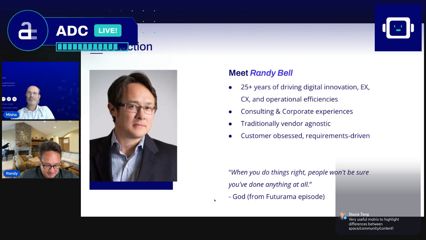And tell us about this quote, Randy. So I was binging Futurama a long time ago, and I just remember at the end of this one episode where Bender, the robot, is floating around for a millennia, and he reaches the end of the universe, and he finally meets God, and he asks God, how do you keep the masses happy, and how do you keep them engaged? And God just said to him, when you do things right, people won't be sure you've done anything at all. And Bender was stupefied, and I started thinking about what that really means.